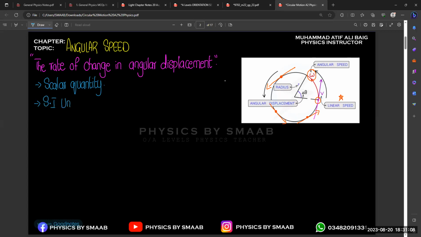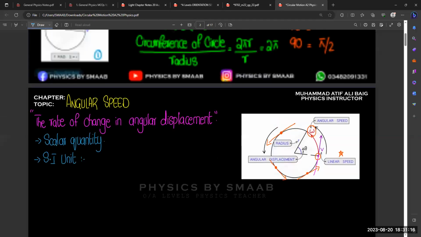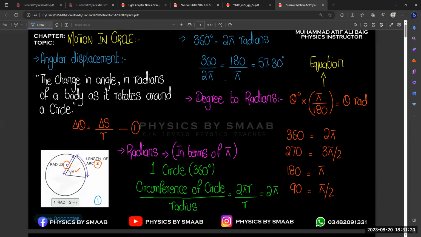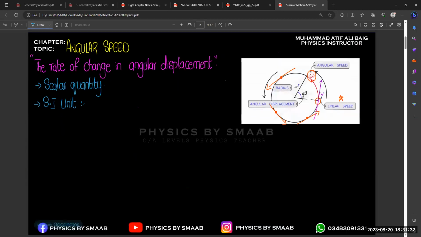Meters per second. Okay, so that is for the linear speed, right? Now we are talking about the angular one. So initially we discussed that we need to measure angle in radians, right? Yes. So your SI unit will be radians per second, right? Yes, because now we are talking about the angle, not about the straight path, straight distance, right?